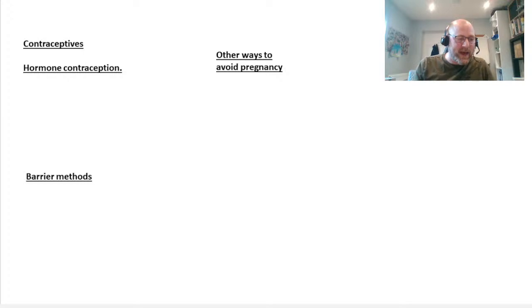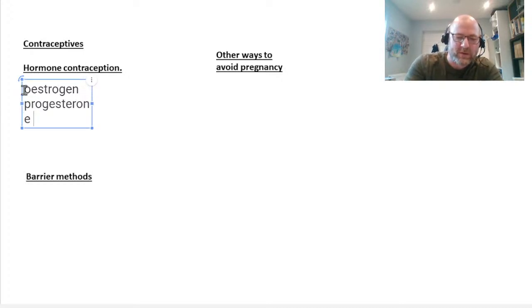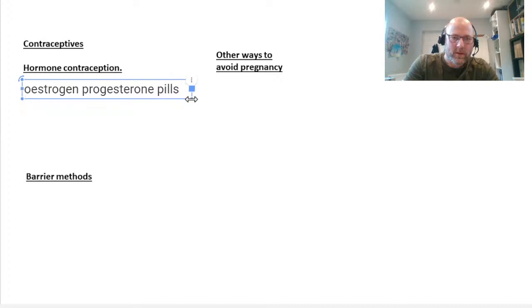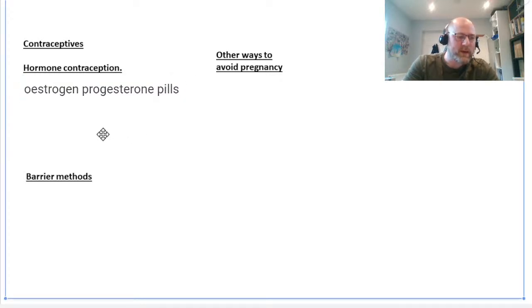Now, what does the pill contain? Estrogen, progesterone pills. Why does it contain estrogen and progesterone? Yeah, absolutely. If it's the combined pill, it's got them both. What do they inhibit? They stop FSH and LH. And why does that mean you can't get pregnant? If you inhibit or stop FSH and LH, why does that stop you getting pregnant? You need to be able to explain why it stops you getting pregnant.